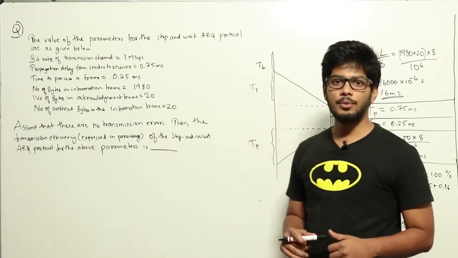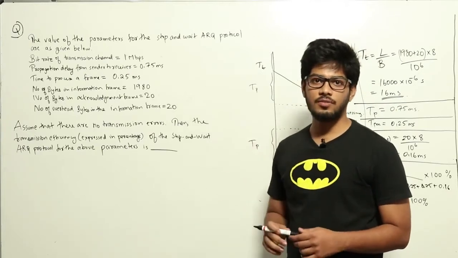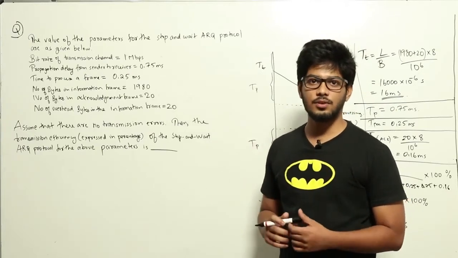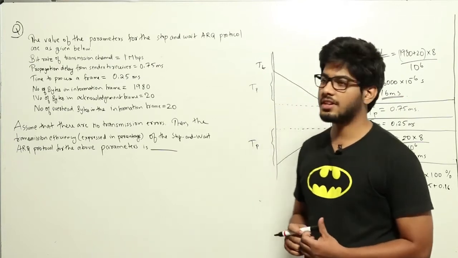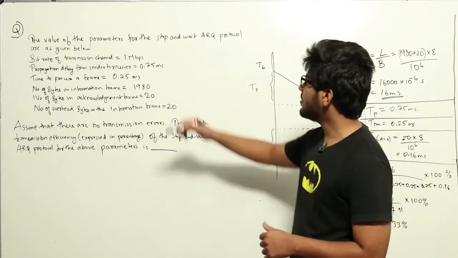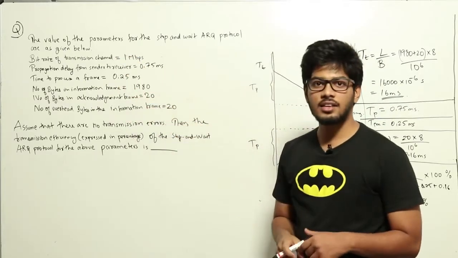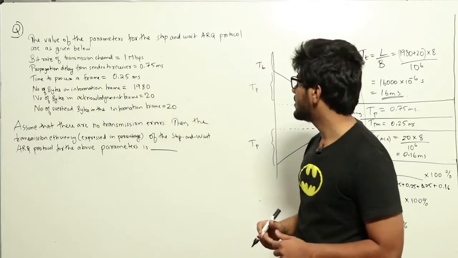So this is a question from computer networks regarding the stop and wait protocol. If you don't understand the stop and wait protocol, please refer to the video lectures for the same from the computer networks section, and then you can come back and answer this. So here for the given stop and wait protocol, all these parameters have been given and they're asking us to calculate the efficiency. So we'll see how to do that.